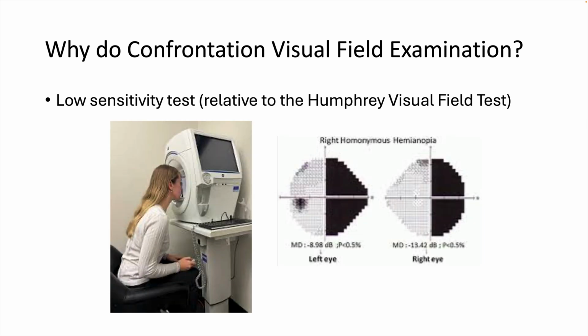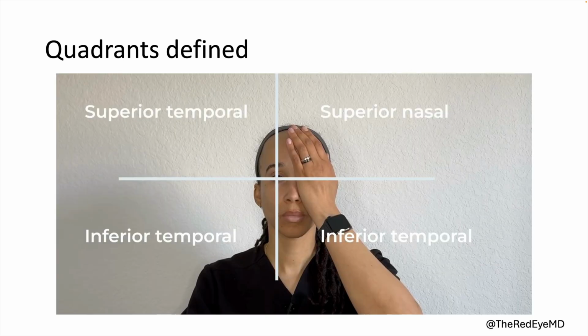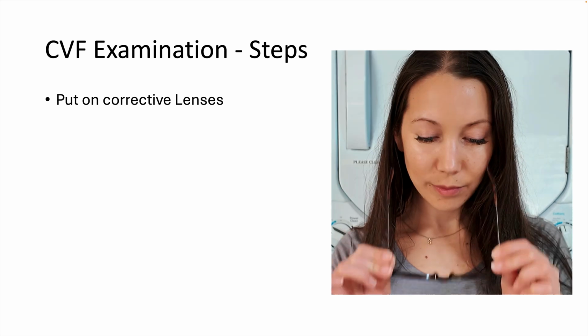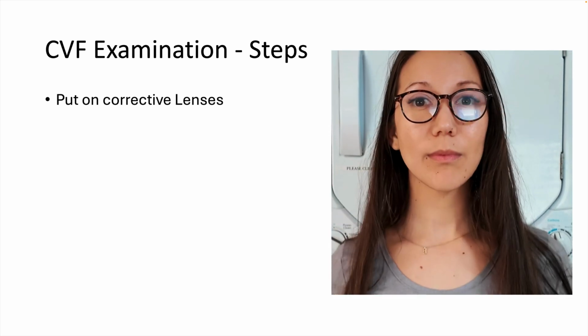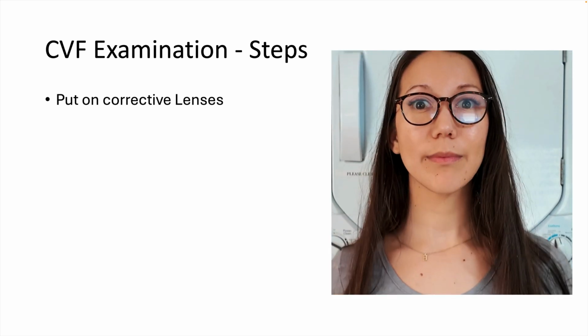Confrontation visual field testing is a low-technology, low-sensitivity test that is performed when formal testing, such as the Humphrey Visual Field Test, is unavailable. When performing a confrontation visual field examination, the ability to count fingers in these 4 quadrants in each eye is the measured variable. The first step of the confrontation visual field testing is for the patient to put on corrective lenses if they have them.